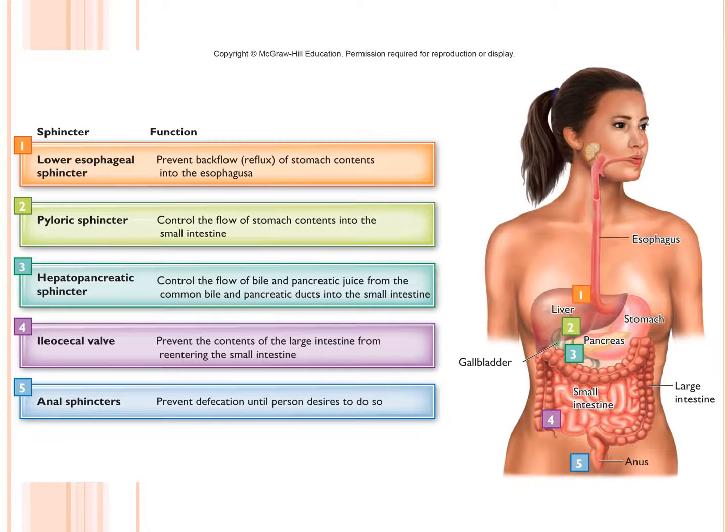Now, the passage of what started as your food and will eventually end up as fecal material is controlled through the digestive tract by some circular muscular valves that we call sphincters. There is a sphincter valve at the bottom of the esophagus. So it is between the esophagus and the stomach.